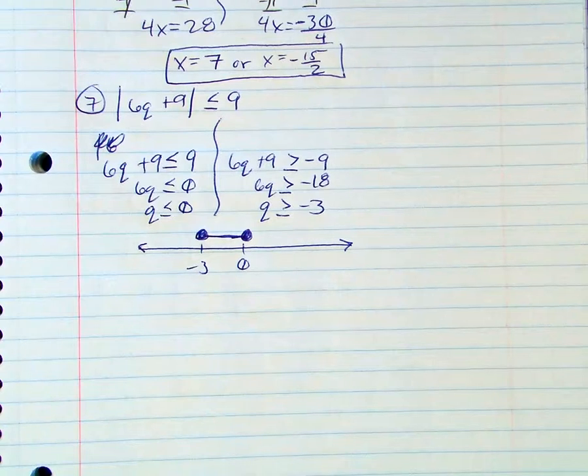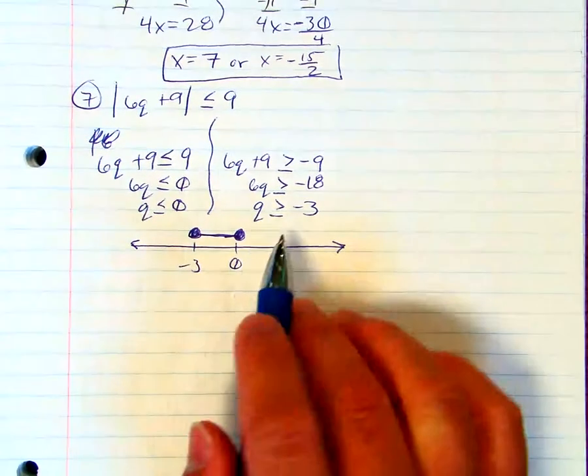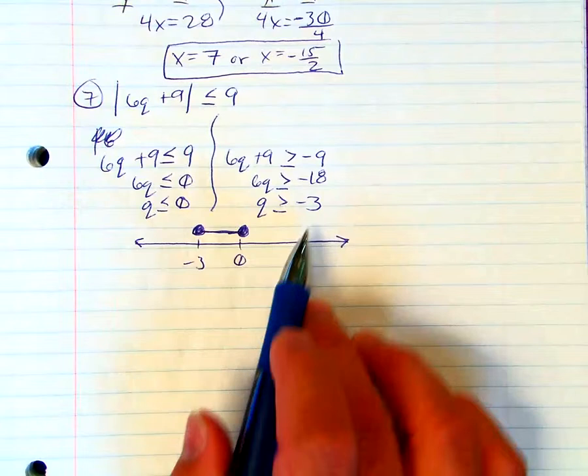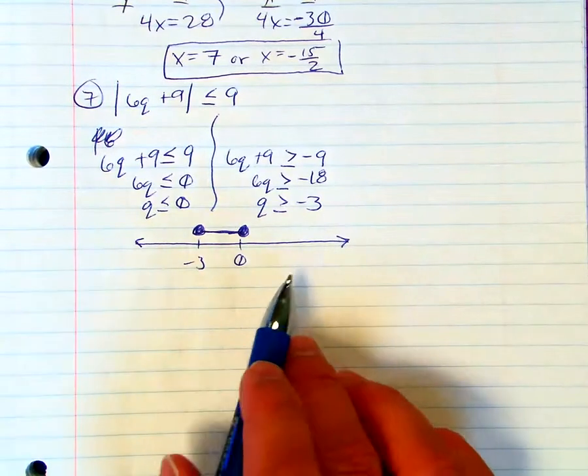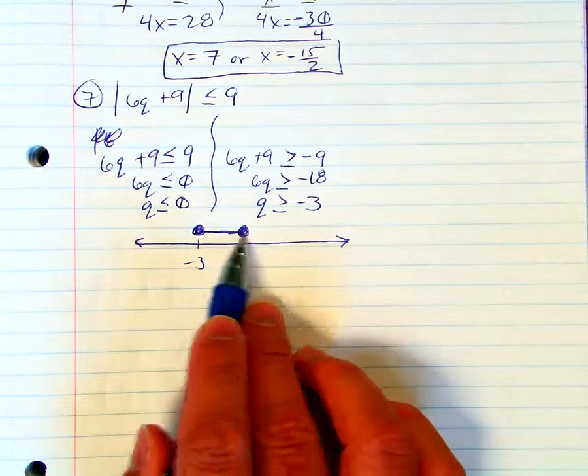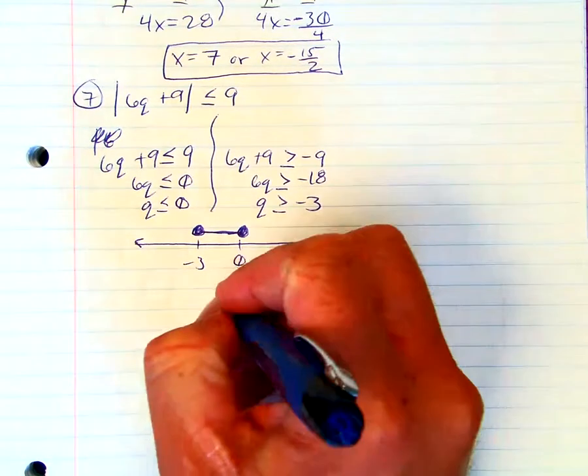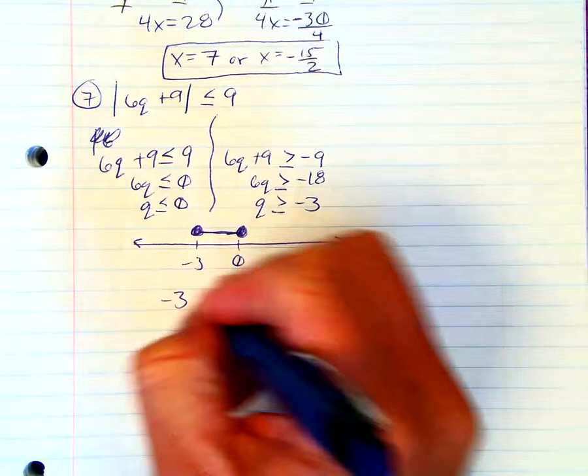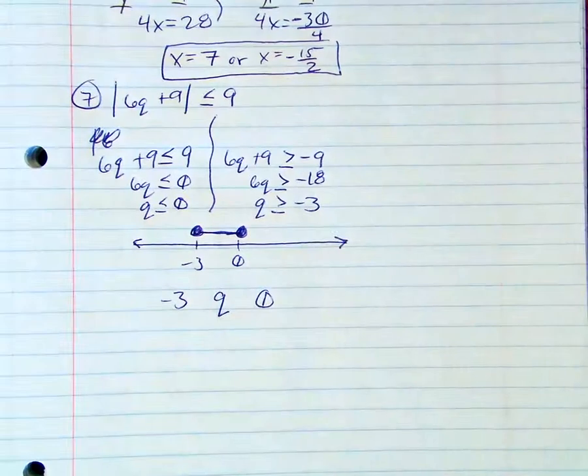Because they are connected, I have to rewrite the inequality solution as a continuous inequality. So we find now that q is anything between 0 and negative 3. So we're going to write that. Q is between negative 3 and 0.